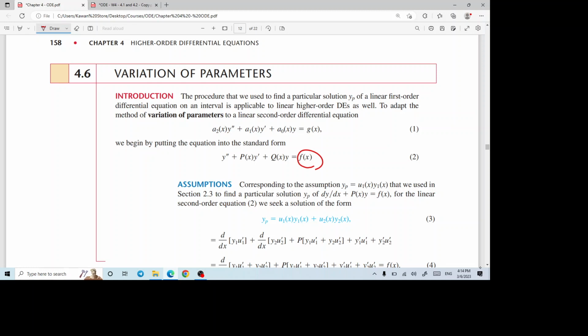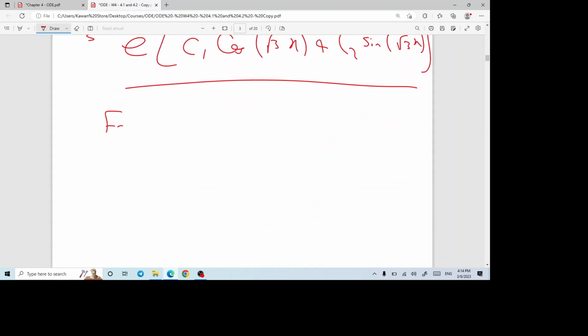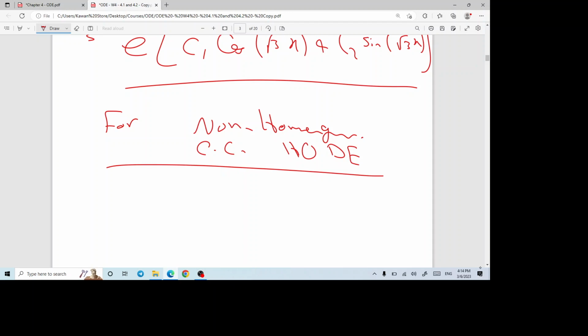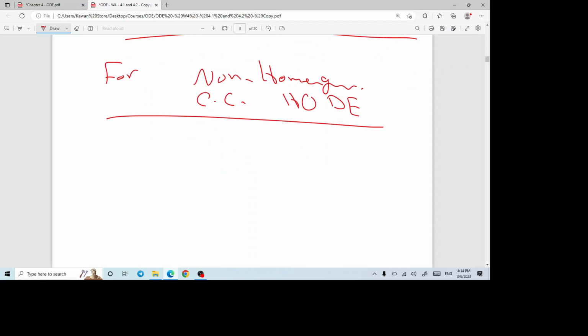So how do we solve them? First of all, we need to change to the standard form. Then we are going to solve. So we are going to use variation of parameters for non-homogeneous, constant coefficient, higher order differential equations. Understood? So we have a method.